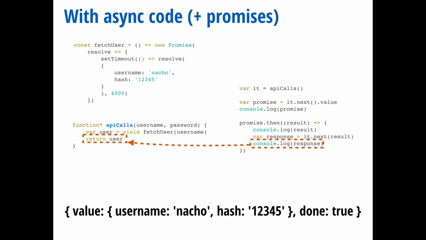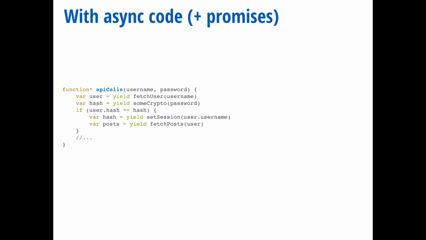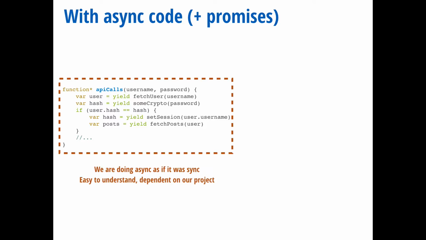So this code basically works as if it was sync. We don't care so much about callbacks and so on. This example is pretty silly, but if you want to do something like fetch user, do something else, we can just have sequences of sync statements without caring so much about whether they are async or not. So here we're doing async as if it was sync. It's easier to understand, and it's the code that depends on our projects. It's the code that is the logic of our project. Fetch posts, whatever.